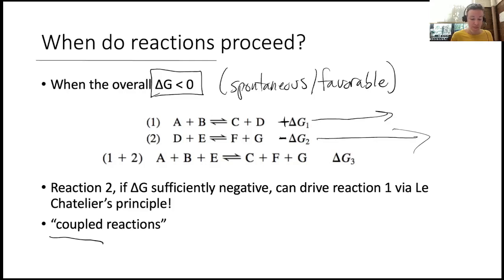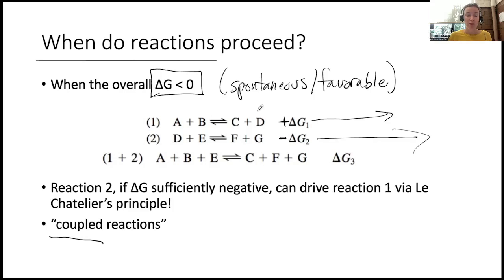Well, folks, let's look at reaction 2. Reaction 2 takes the reactants or the substrates D and E, and it converts them into F and G. So we're using D to make F and G. Notice how reaction 1's product is D.